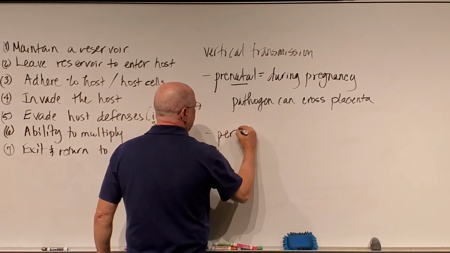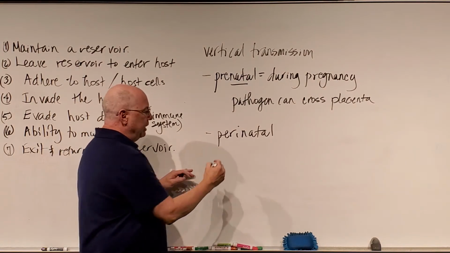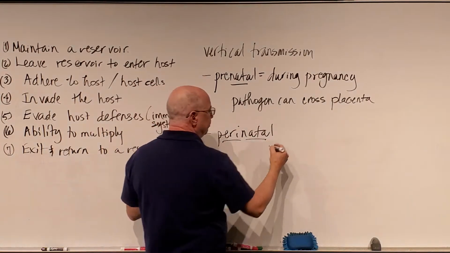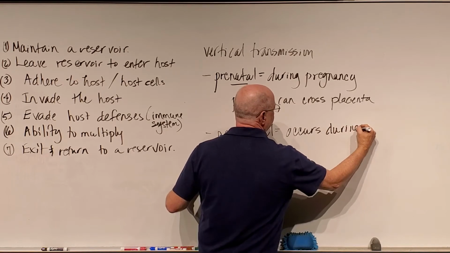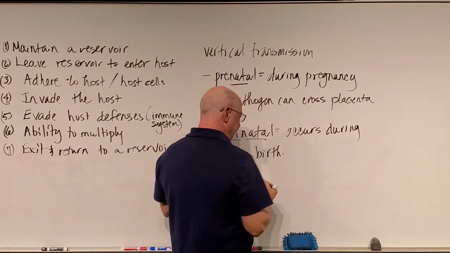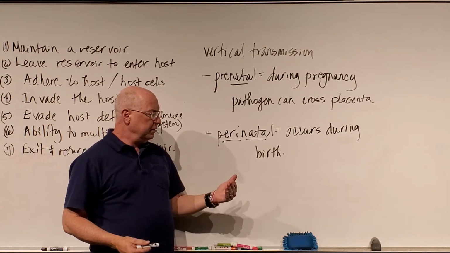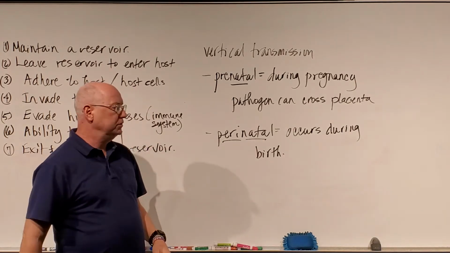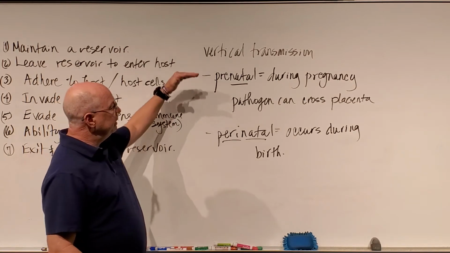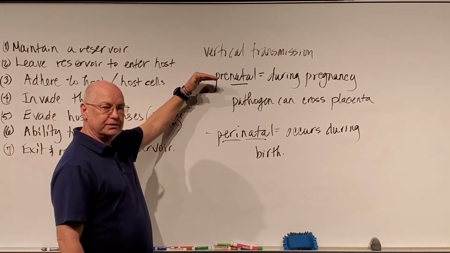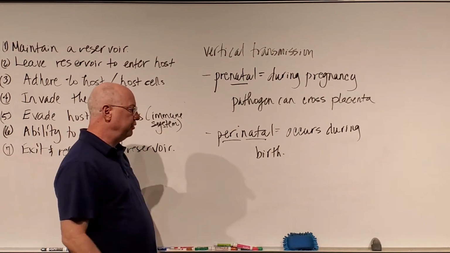If we use the term perinatal, and do not confuse this with parenteral, peri means around birth. In perinatal transmission, this occurs during birth. If a mother has some kind of bacterium in the vagina, in the birth canal, an STD, sometimes they can be transmitted to the offspring. There's even some that can cause blindness in children. So you need to know that in vertical transmission, prenatal means during pregnancy, it crosses the placenta. Perinatal is one that's picked up by the offspring as it passes through the birth canal or during birth.